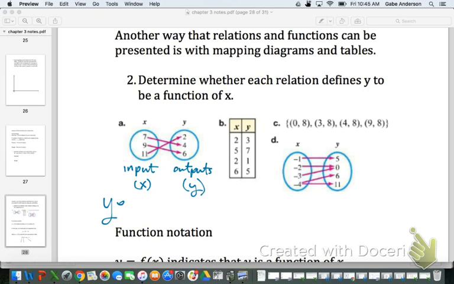So he says yes. What's your reasoning? Because for every input, there's exactly one output. Yeah, well said. Well said, right? Let's examine that a little bit closer.